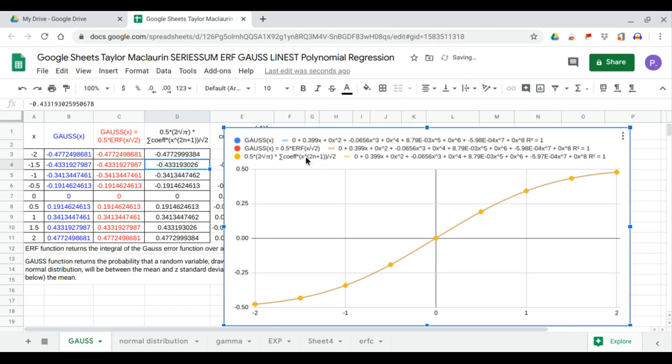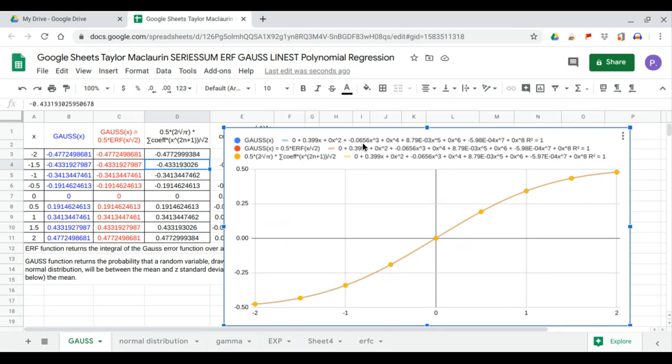regression coefficients. They're all the same. B0, B1, and B2 are all 0. B3 is 0.0656, negative 0.06. They're all the same. B4, they're all zeros. B5, 8.79 times 10 to the minus 3, they're all the same. B6, they're all zero. B7, that's negative 5.98 times 10 to the minus 4. This one is 5.97 times 10 to the minus 4, but that's very small. And B8, they're all zero.